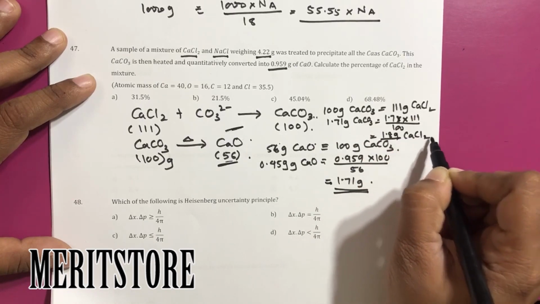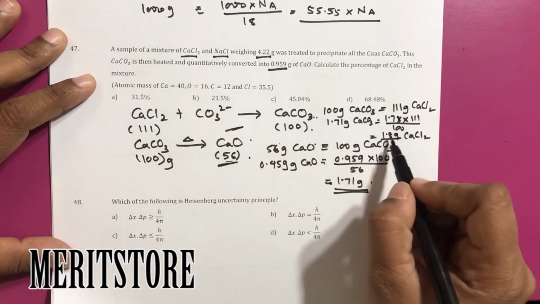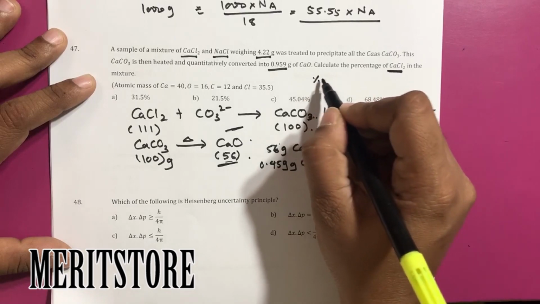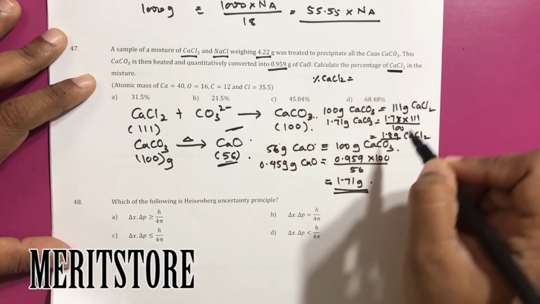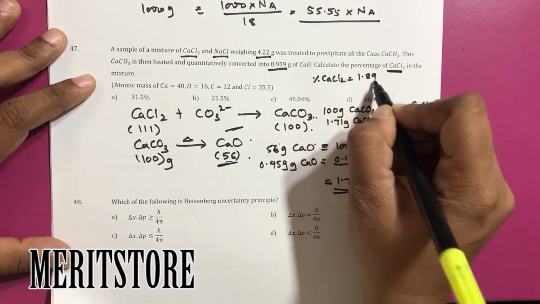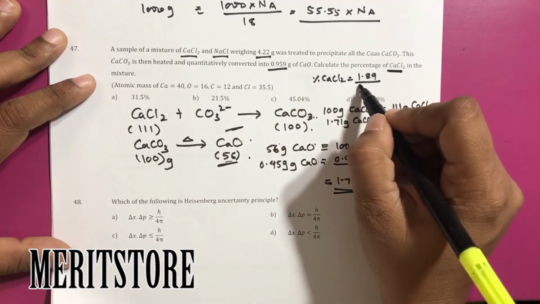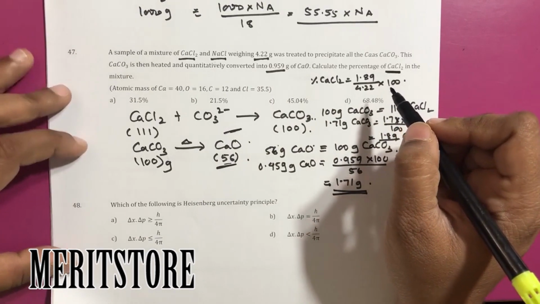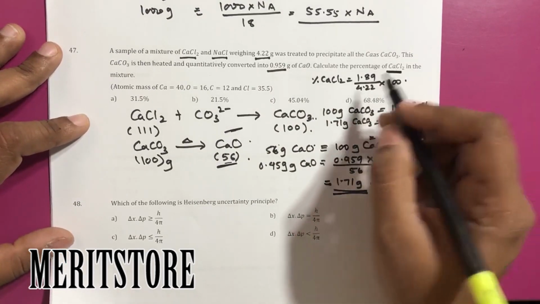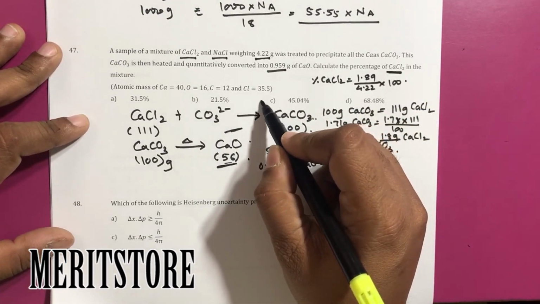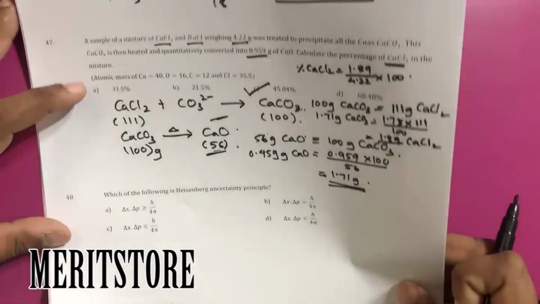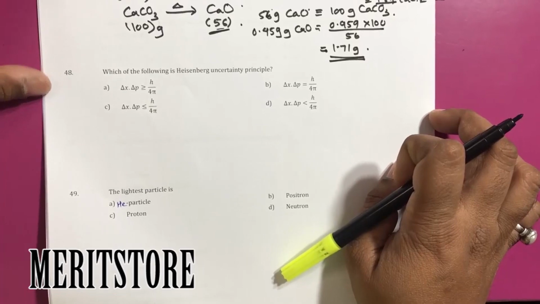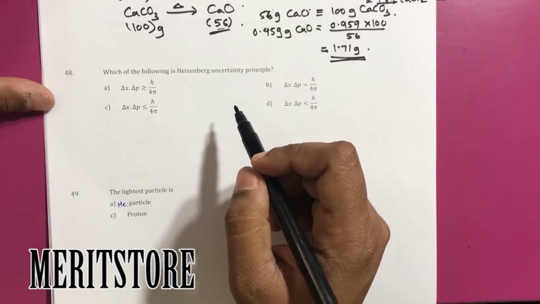So the total weight of calcium chloride in the mixture is 1.89, but we need to calculate the percentage of calcium chloride. So the percentage of calcium chloride is the weight of calcium chloride, that is 1.89, divided by the total weight of the sample 4.22, into 100. This answer comes out to be around 44.78. So that is around 45. Hence option C.